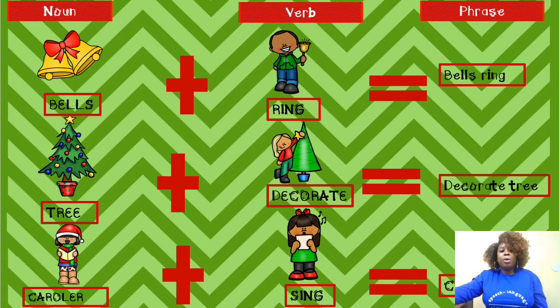Okay, and so here we say, well, here is the bell. The bell is an object. It's a noun. It's a thing. The bell, what do we say that it does? We say that it rings. When we put it together, what do we have? Bells ring, and they're creating a short phrase.